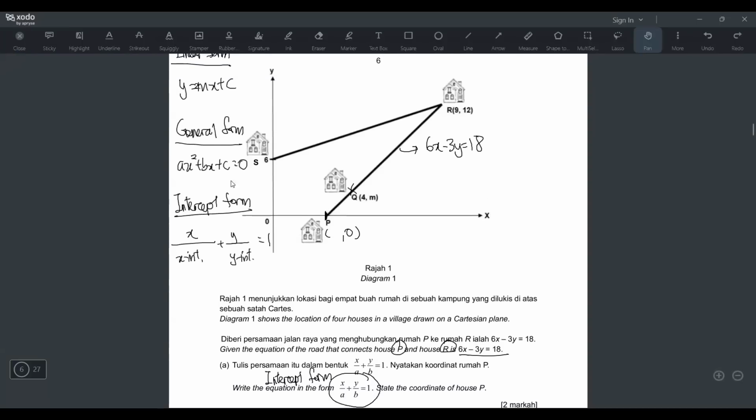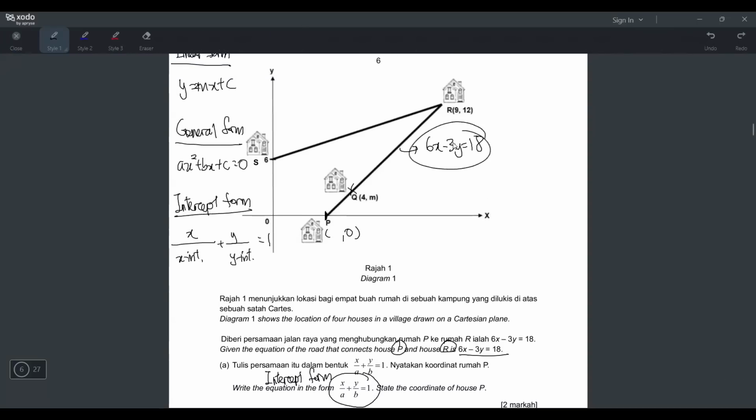So how can we convert this equation to intercept form? All right, I know some students will say something like this: oh, sir, first I sub x equals 0 and then find the y-intercept. And then I sub y equals 0 and then find the x-intercept. And then I just put the x-intercept inside here, the y-intercept here, and then it's done. Okay, if you do like that, can also.